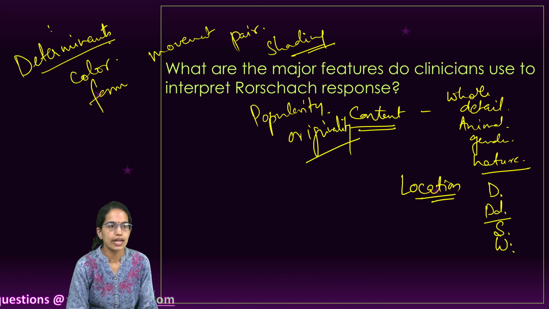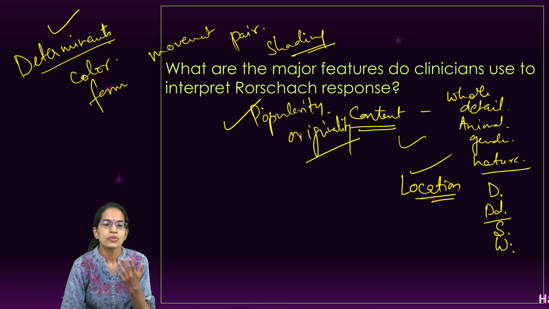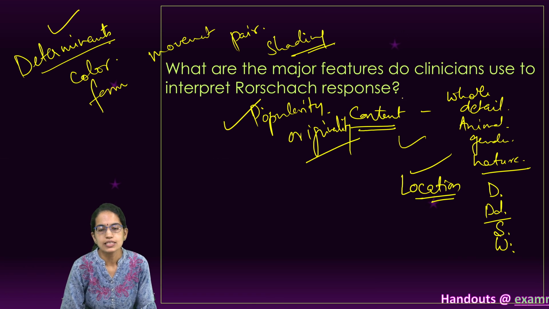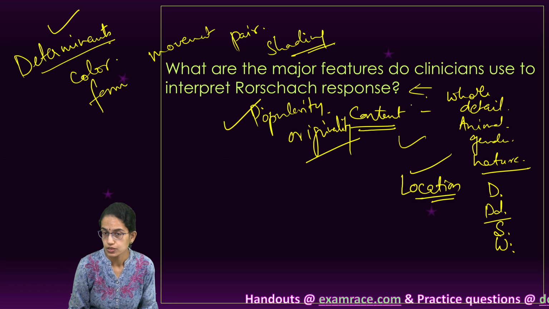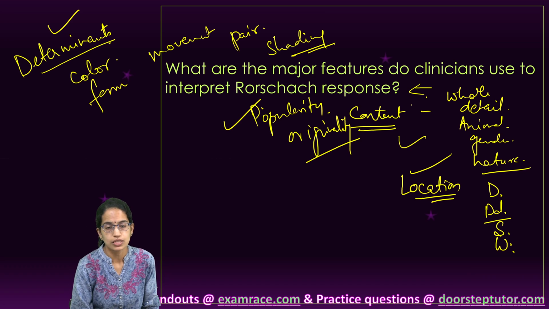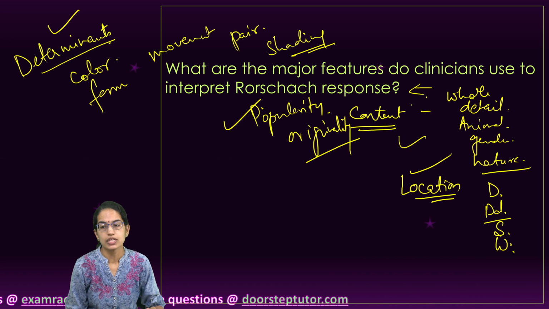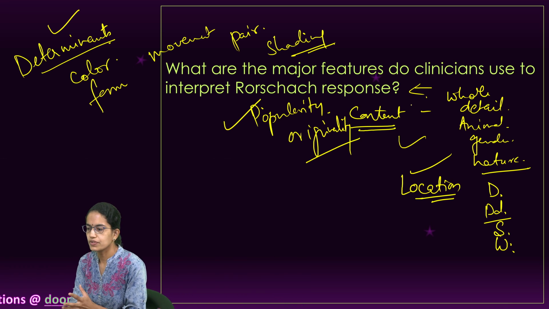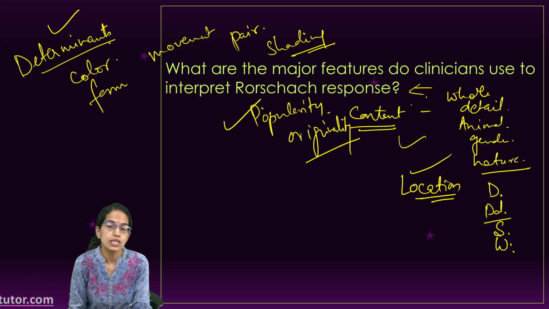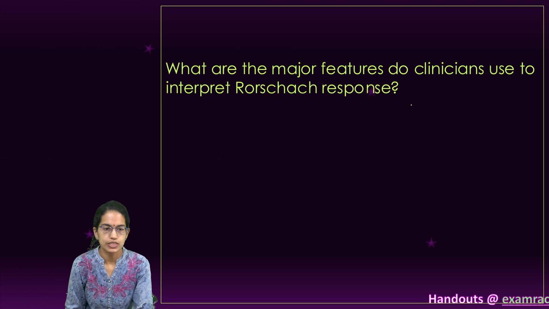So under these categories, determinants, content, location, popularity or originality, we understand the clinicians try to interpret the responses, and since it is a projective test, it is widely used to understand the personality of a subject, and understand under what head the various conventional perceptions can be taken into consideration. So that was the first question that we discussed.